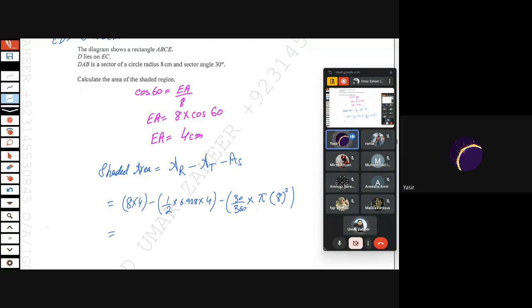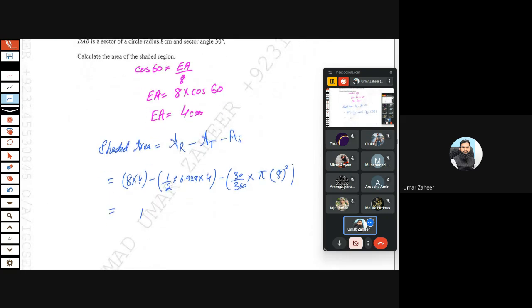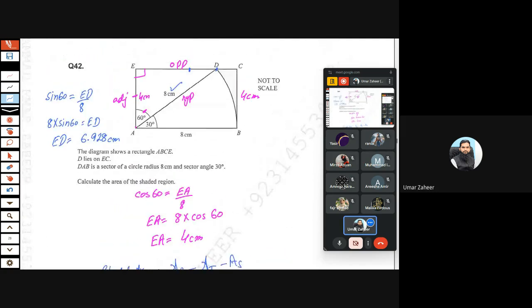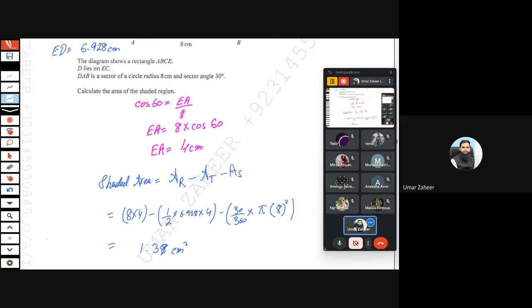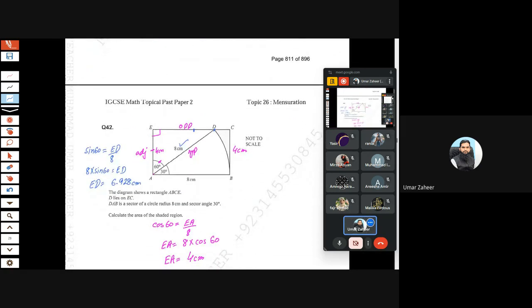So 1.388. Eight means 9 centimeter square. Yes, any question on this one? No, sir.